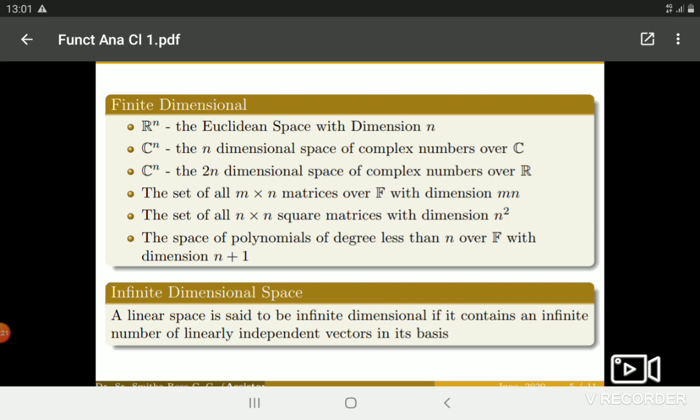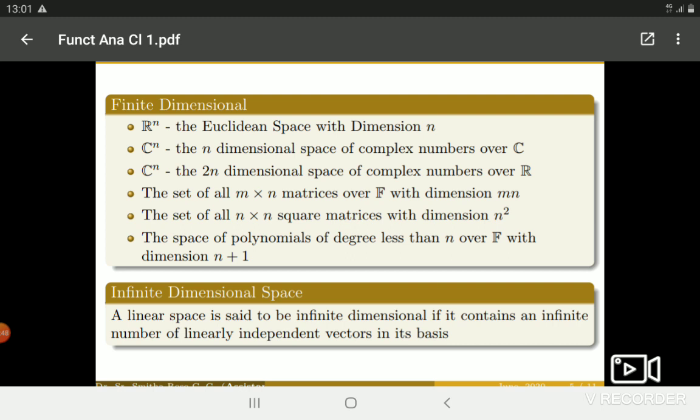Now the fourth example is the set of all m by n matrices over F with dimension mn. Then the set of all square matrices of order n, then the dimension will be n square. Then the space of polynomials of degree less than n over a field F, then the dimension will be n. We have more examples. I was just listing some of them.